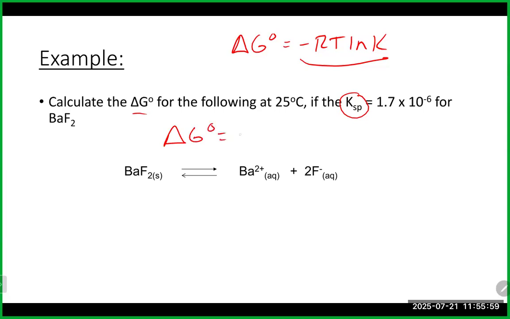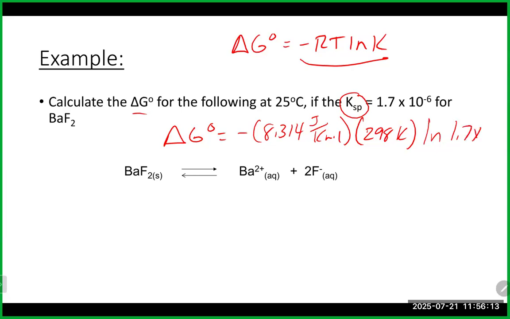So delta G naught is equal to minus R, 8.314, times our temperature, which we do need to convert into Kelvin, so add 273 to it. That gives us 298. Natural log of 1.7 times 10 to the minus 6. So we put all that in there, and we end up with about 32,914 joules, or if we want it in kilojoules, about 32.9 kilojoules as our delta G.